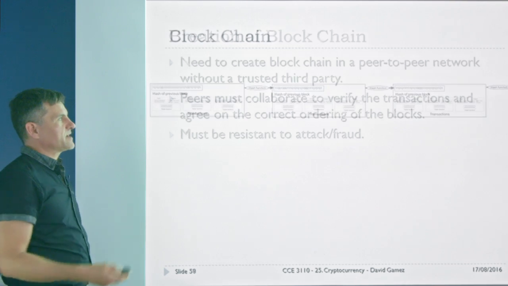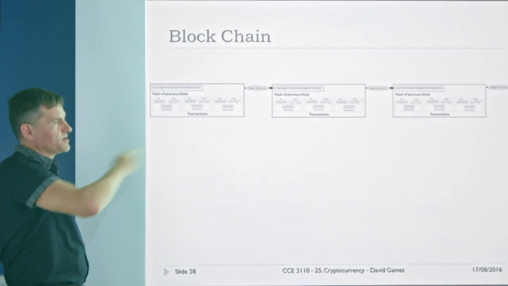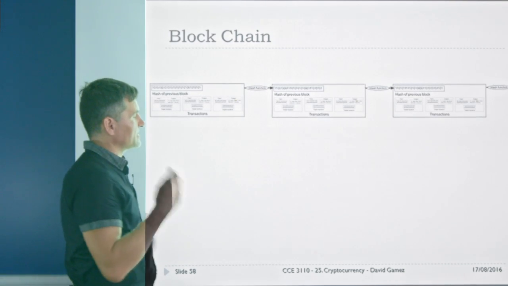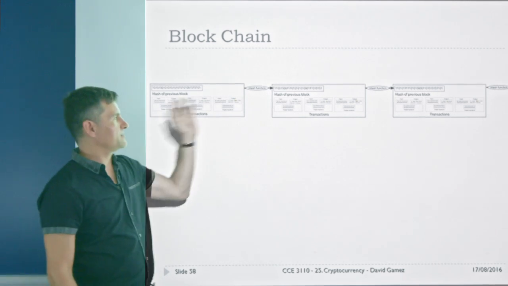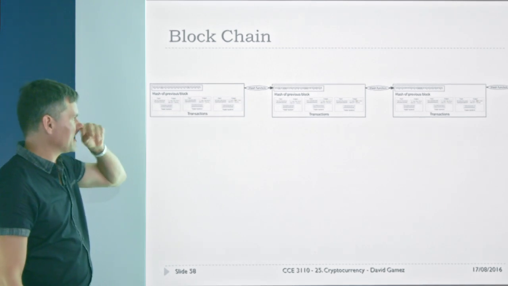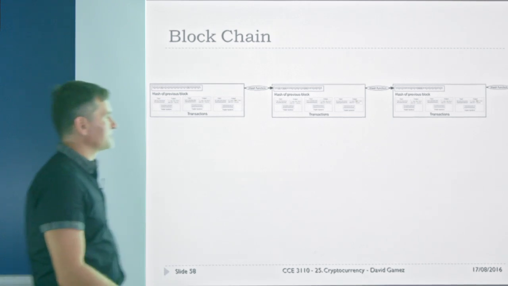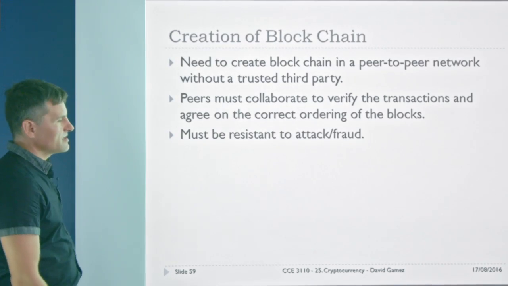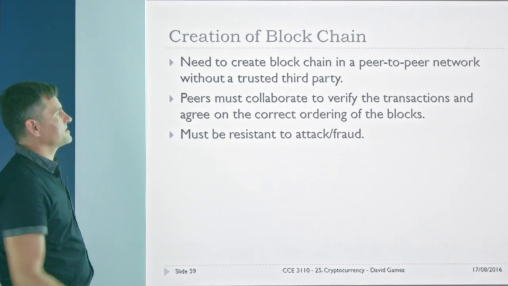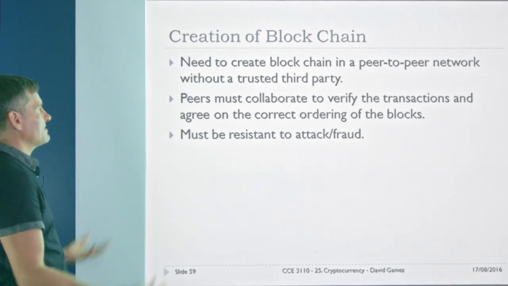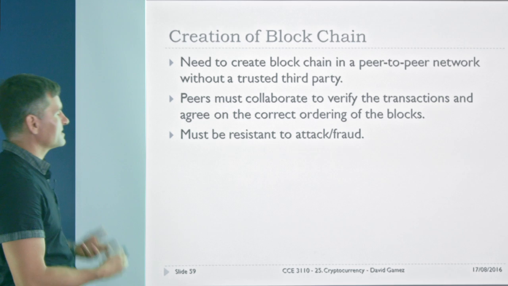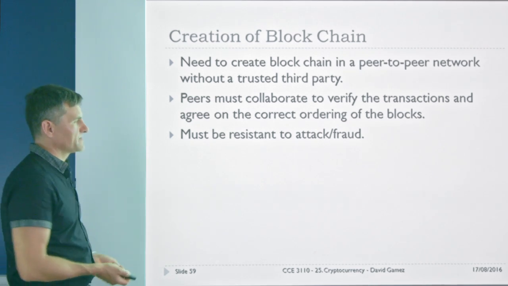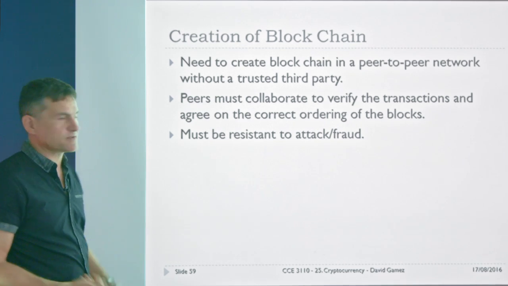Now, how do we create this blockchain in a way that we can all agree on it? That's the next problem, because my version of this might include Alice giving 5 bitcoins to Bob, and another version could include Alice giving 5 bitcoins to Colin. But we don't want to use a bank for this. We don't want to use a trusted third party. We want to use a peer-to-peer method. The peers are the ones who should be collaborating to verify the transactions and agreeing on the correct ordering of the blocks. And this must be done in a way that's resistant to attack and fraud.